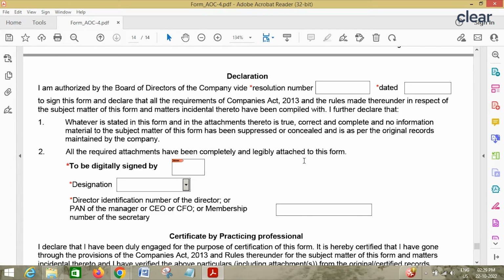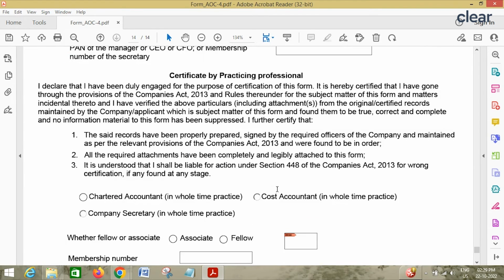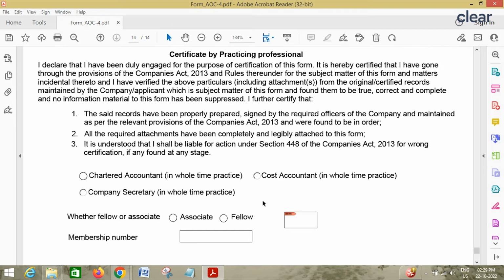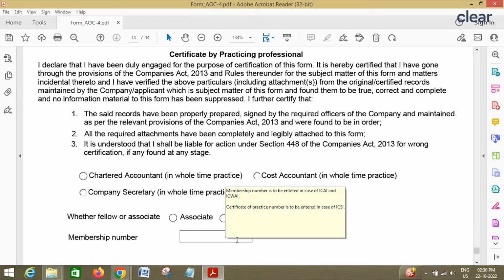The last part is the declaration part. Enter the resolution number through which you are authorized to sign this AOC-4 form. Enter your DSC, designation and the director identification number or the PAN. Select the practicing professional who is certifying the AOC-4 form. Attach the DSC of the certifying professional and enter the membership number.